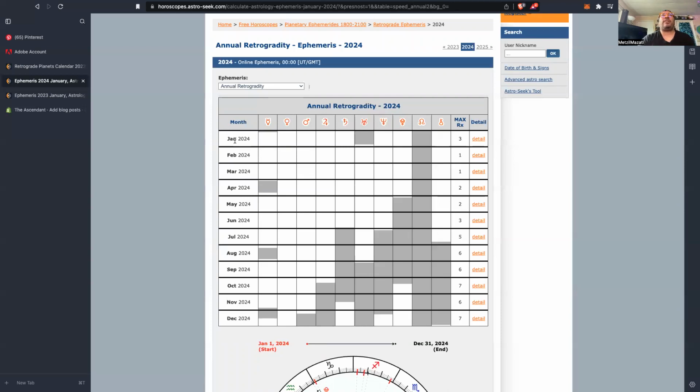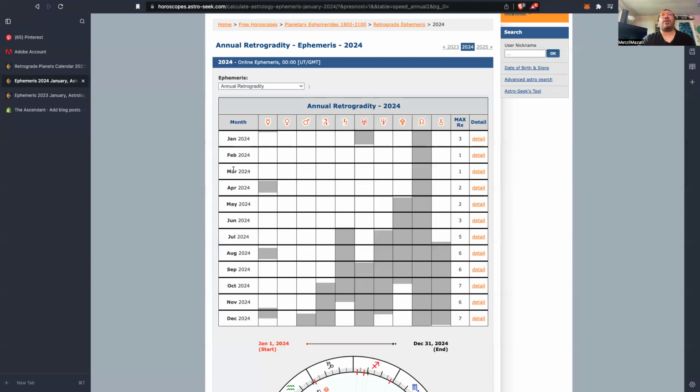In January, we have Mercury retrograde ending at the very beginning of January. And then we have Venus direct, Mars direct, Jupiter, Saturn direct. Uranus is retrograde. Neptune direct, Pluto direct. February 2024, we have Mercury direct, Venus direct, Mars direct, Jupiter direct, Saturn direct, Uranus direct, Neptune, Pluto, Chiron direct.